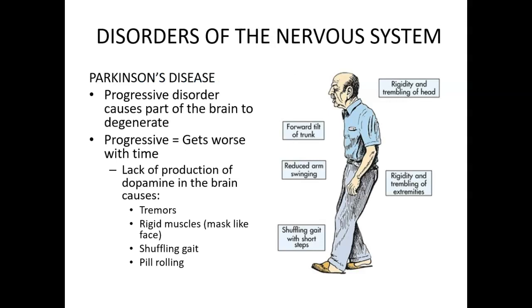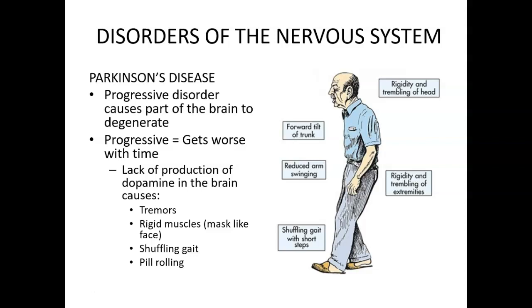Disorders of the nervous system. Parkinson's is an example. It is a progressive disorder that causes part of the brain to degenerate. Progressive means it gets worse with time. It is caused from lack of production of dopamine in the brain, and causes tremor, rigid muscles or a mask-like face, shuffling gait, and pill rolling, like they're rolling a pill between their fingers, which is a common behavior that they do.